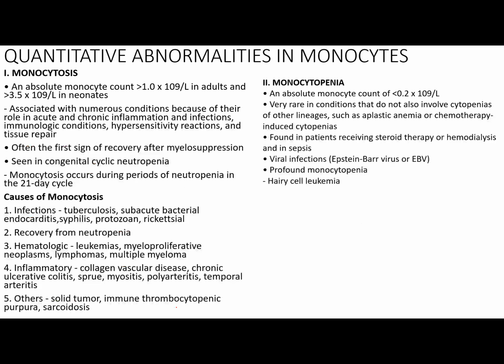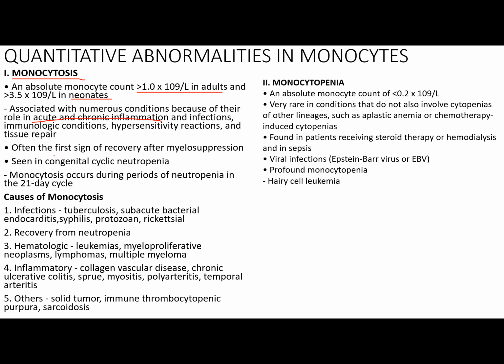Then let's go to the fourth one, the monocytes. So under monocytes, the quantitative disorder is monocytosis. This is an absolute monocyte count of greater than 1 times 10 raised to the 9 per liter in adults and 3.5 times 10 raised to the 9 per liter in neonates, associated with numerous conditions because of their role in acute and chronic inflammation, immunologic conditions, hypersensitivity reaction, and tissue repair. So when your monocytes are increased, they tend to be more general. They are increased in a lot of disorders.